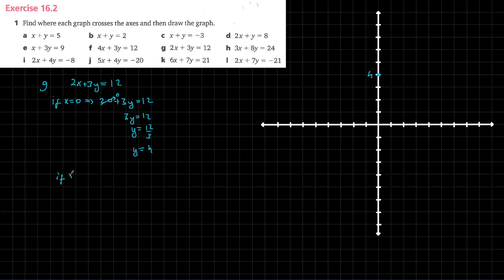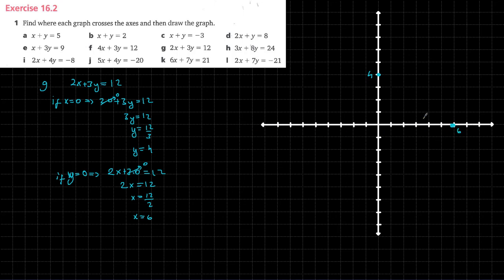If y is equal to 0 in the second step, it's going to be 2 times x plus 3 times 0 is equal to 12. 2x, because of 0, 2x is going to be equal to 12. x is equal to 12 over 2. And x is equal to 6 is the answer of the question. Here, if we count 1, 2, 3, 4, 5, 6, this is the place for the 6.